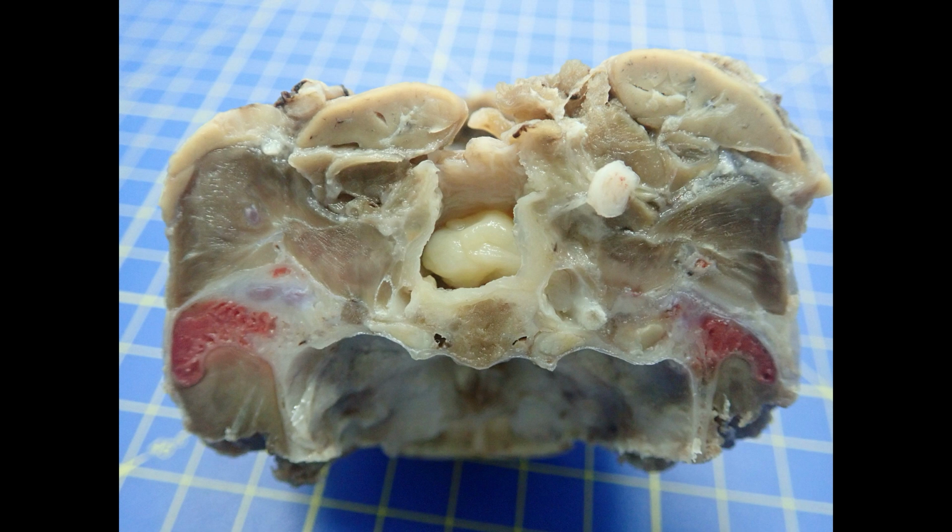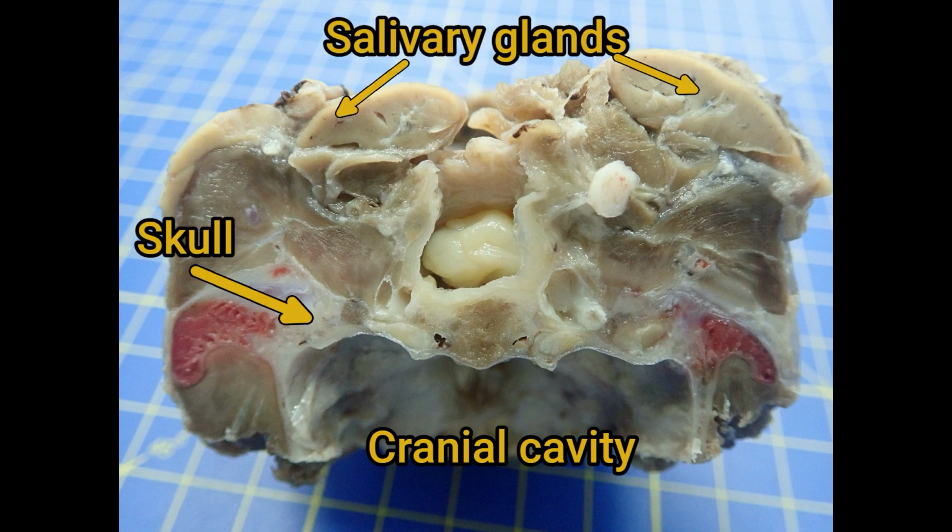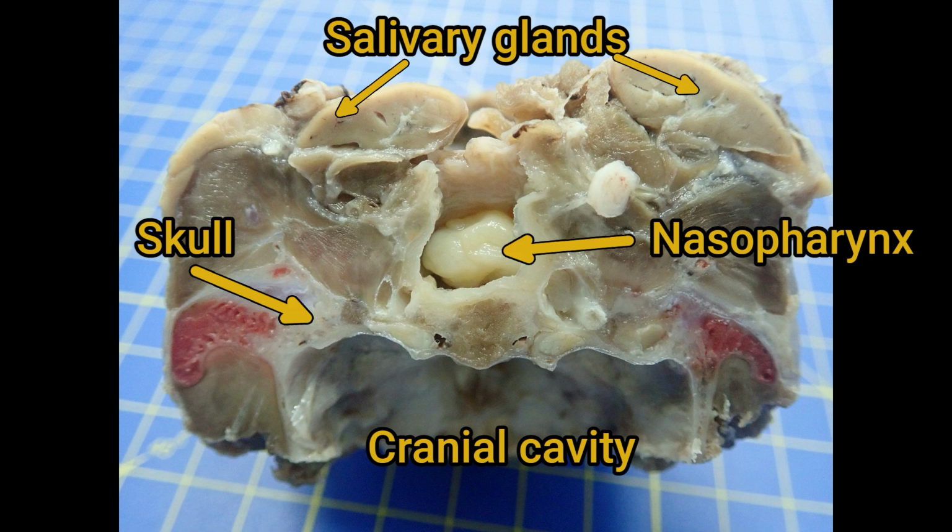Let me explain this picture to you. The head is upside down and we're looking from the back towards the nose. Here is the cranial cavity where the brain would be. Here's the skull, and these are the salivary glands. In the center, there should be a passage called the nasopharynx, which connects the nasal cavity to the back of the throat. This is what lets you breathe through your nose.